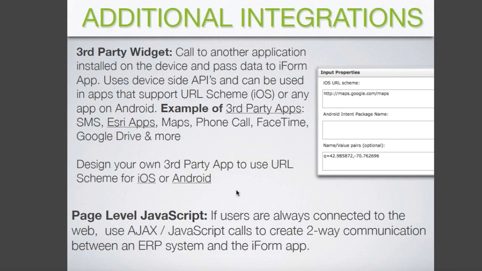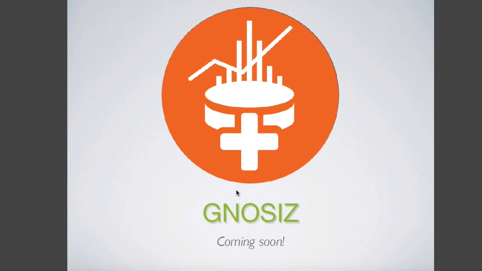Another fun integration is if your users are always going to be connected to the web, either by their phone service or by Wi-Fi, you can use the iFormBuilder page-level JavaScript. You can use the AJAX or JavaScript calls to create a two-way communication between, like, an ERP system or another system and the iForm app. So both the third-party widget and the page-level JavaScript are other ways that you can have an integration for data on the device.